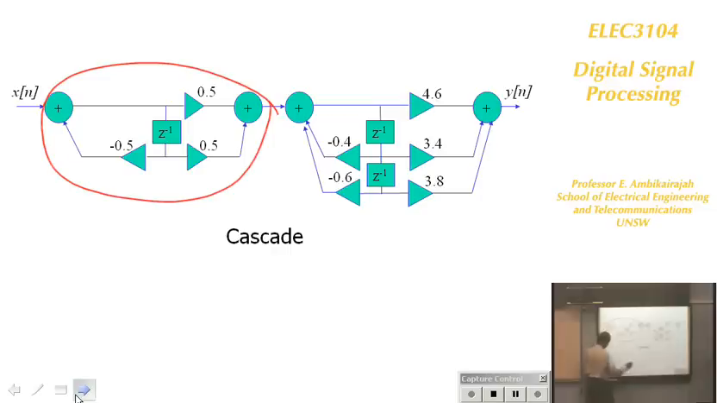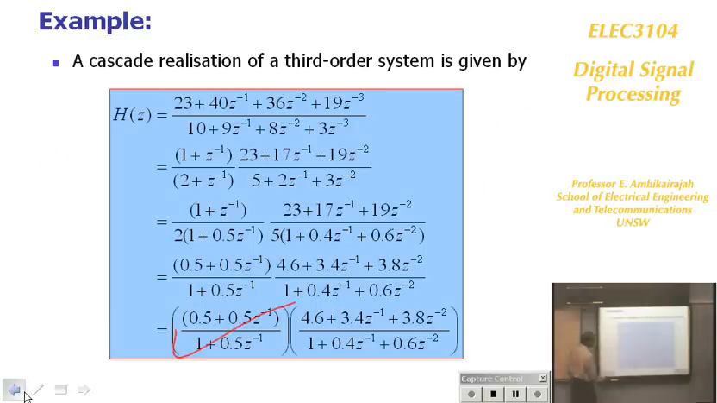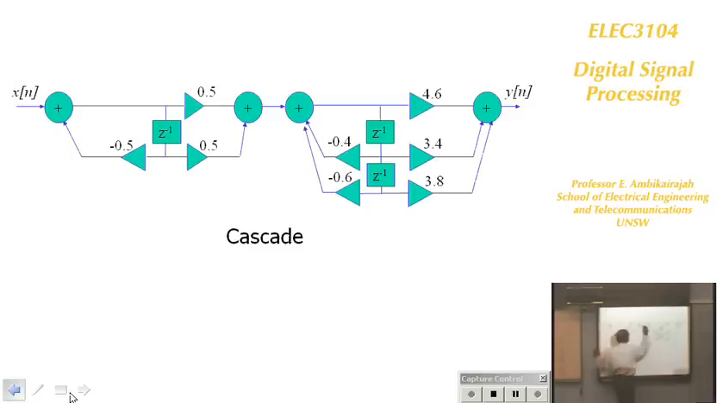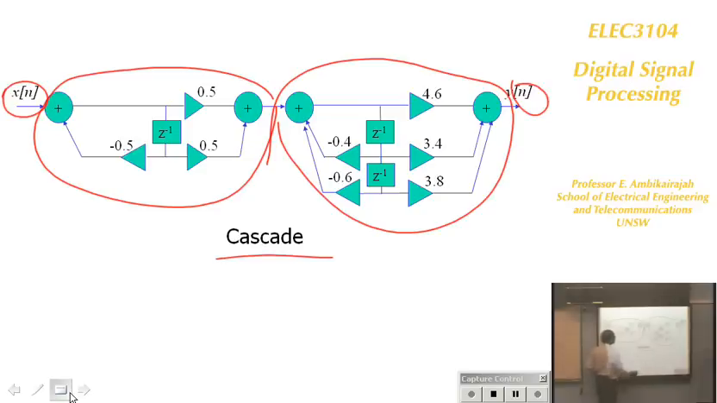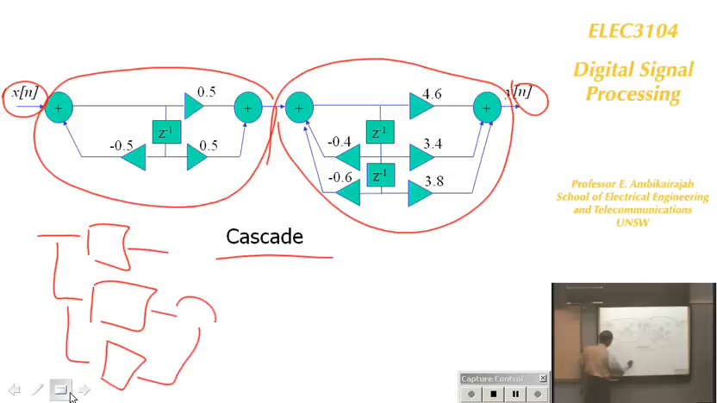That's your first order structure giving this equation, multiplied by a second order structure. A second order structure here, multiply the first order structure, and same input, and you get the same output. So I have shown you a parallel structure where I had output there and output, another filter, and the three of them added together, against a cascaded structure. So it depends on the transfer function, depends on the question. You have to decide whether you have to factorize or whether you have to do partial fraction. That's all you have to do.